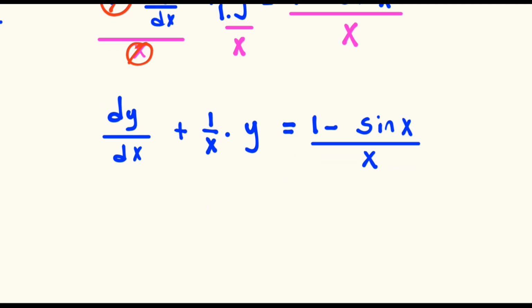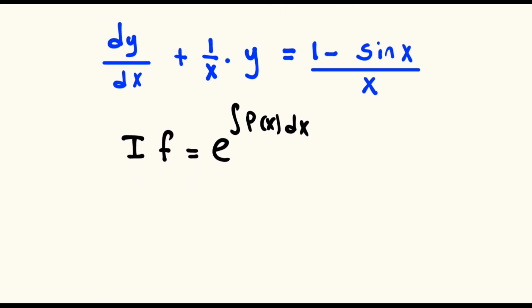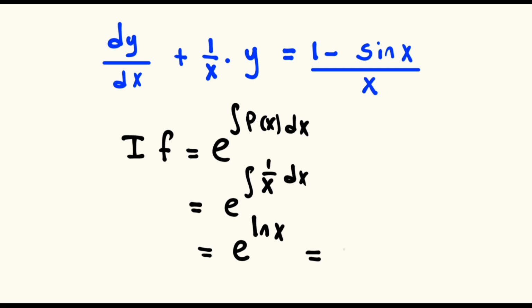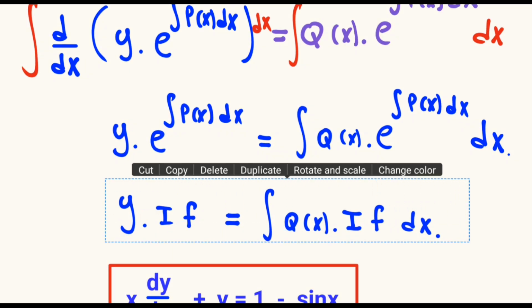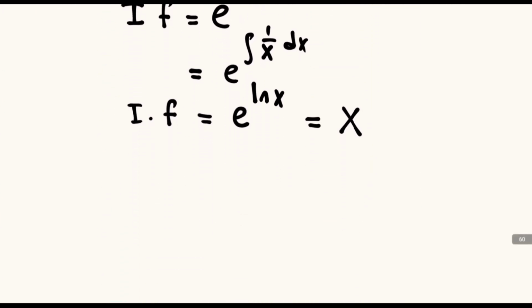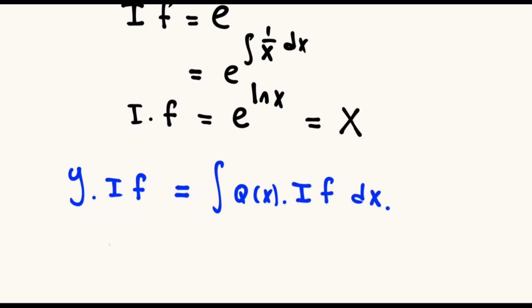Now we determine our integration factor, which is equal to e raised to the power the integral of p of x dx, and our p of x is equal to 1 over x, the 1 next to the y, and the integral of 1 over x with respect to x will be equal to ln x, and e raised to the power ln x will be equal to x. So our integration factor is equal to x. Remember what we said? We derived this formula where we had y multiplied by the integration factor, which was equal to the integral of q of x multiplied by the integration factor dx.